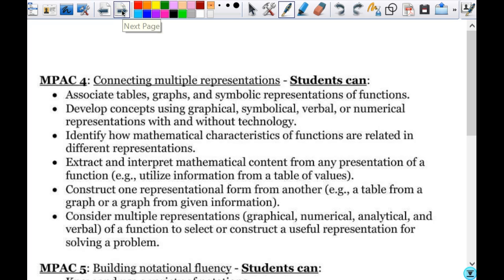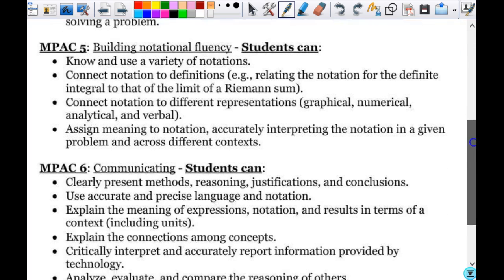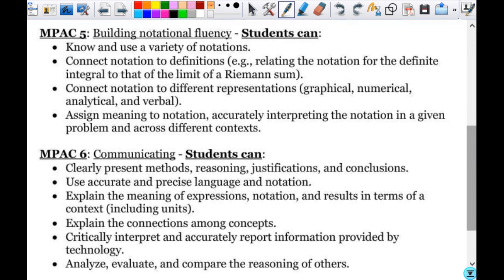Then jump to 5, and we'll come back and refer to some of these others throughout the year, but know and use a variety of notations. Connect notation to definitions. Connect notation to different representations. Notation, right? Clearly present methods, reasonings, justifications. Accurate and precise language and notation. So we talked about notation yesterday, right? And you being able to communicate your conclusion.